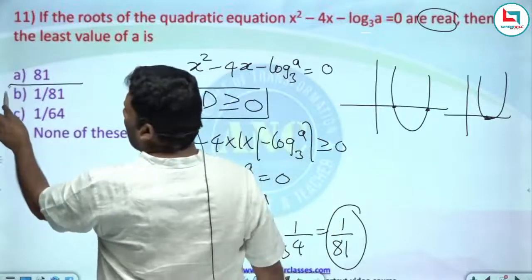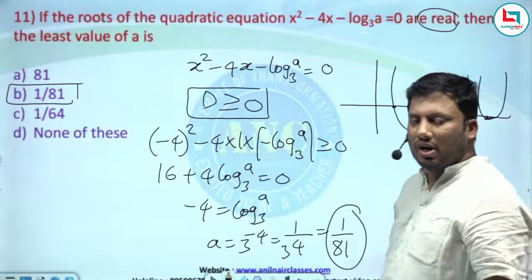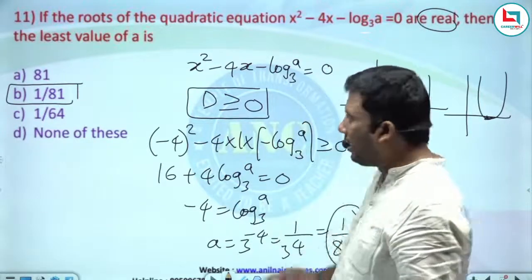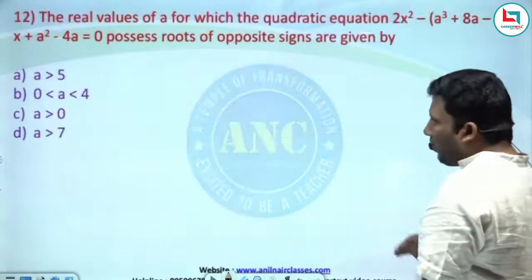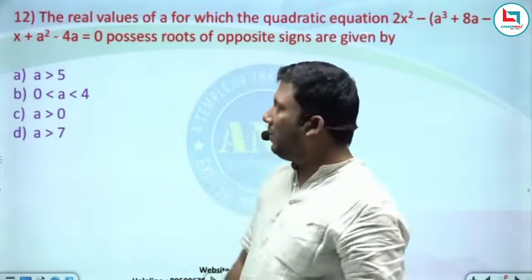If the roots are real, discriminant will always be greater than or equivalent to 0. That was the 11th one. Only once you understand, practice session 1, 2, 3, 4, 5 will be very clear.